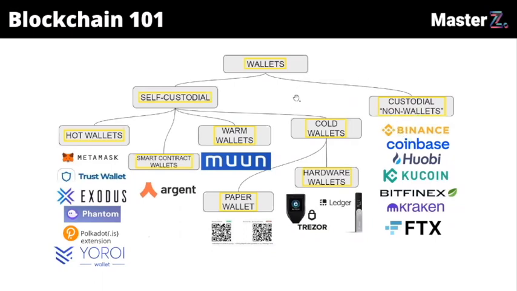This is an infographic where you can see some of the wallets that are in the crypto space. As you can see, custodial wallets like Binance, Coinbase, and so on. Then non-custodial or self-custodial wallets. Hot wallets: MetaMask, Trust, Phantom, Polkadot.js, that is for Polkadot, and so on. We are not going to talk so much about warm wallets, smart contract wallets, but there are also different types of non-custodial wallets that are more technical. Also multi-sig wallets that are used for DAOs and stuff like this.